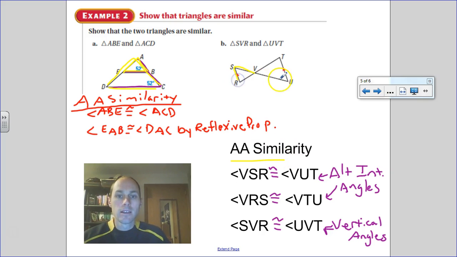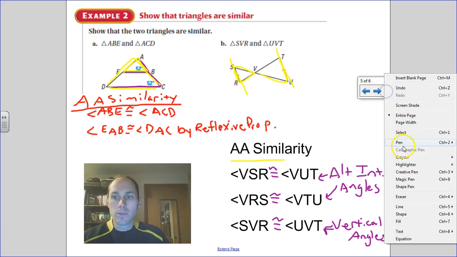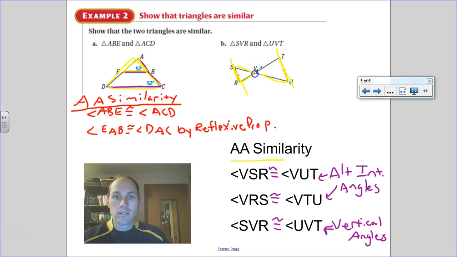Next example, I can prove that also by AA Similarity. Angles VSR and VUT are alternate interior angles because lines RS and TU are parallel. The same goes for angles VRS and VTU, because those are alternate interior angles as well. So those are congruent. Remember, when lines are parallel, alternate interior angles are congruent.